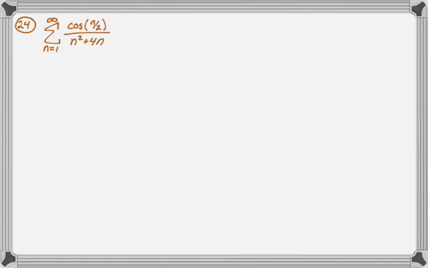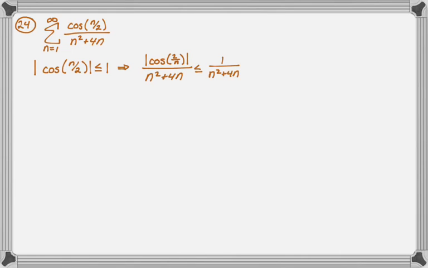So we have the sum from 1 to infinity of the cosine of n over 2, over n squared plus 4n. So that cosine thing makes me think that this is probably sometimes positive, sometimes negative. I don't exactly know why it's over 2, but whatever. So I'm going to start off with an inequality. I'm going to actually look at the absolute value of this thing. So the absolute value of cosine of n over 2 is less than or equal to 1. And because that's the case, I know that I can divide through by n squared plus 4n, which is positive, and that'll give me this relationship.